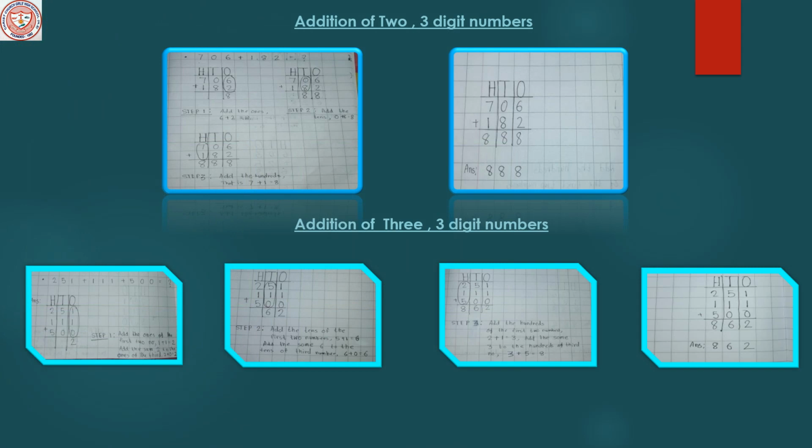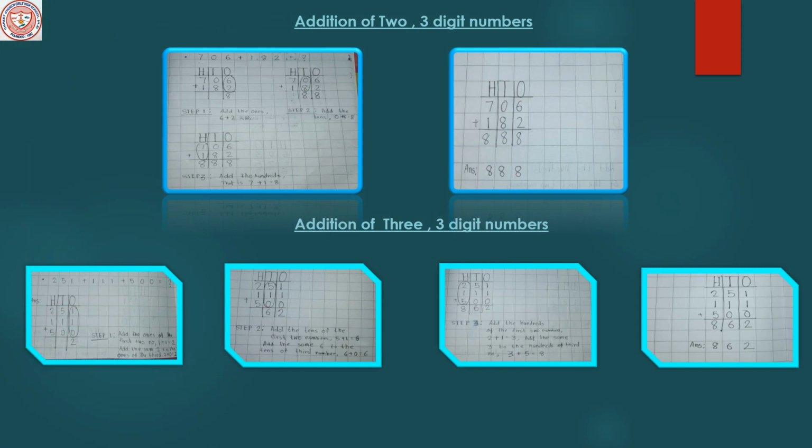Next is addition of three 3-digit numbers. 251, 111, 500. Step 1. Add the ones of the first two numbers. 1 plus 1 is equal to 2. Then add the sum 2 to the ones of the third number, that is 0. So 2 plus 0, what will be the answer? Yes, 2, the number itself.